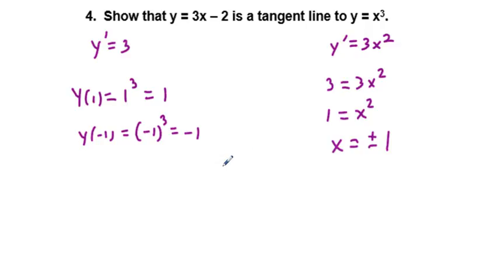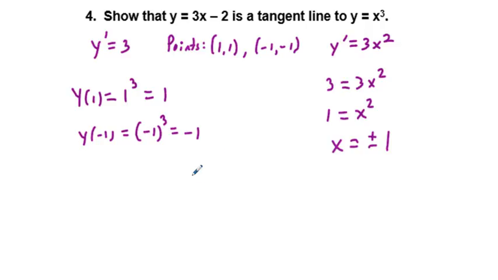So what we're going to do is try using our point slope formula. Our possible points are 1, comma 1, and negative 1, comma negative 1. And we're just going to see if we get this equation y equals 3x minus 2.